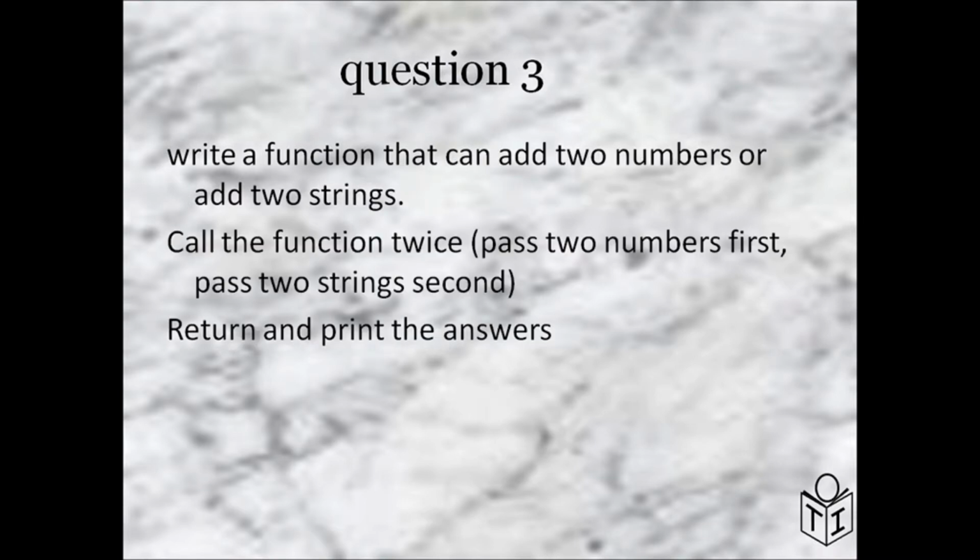Question 3, write a function that can add 2 numbers or add 2 strings. So the function can do either. To test this, call the function twice. The first time, pass it 2 numbers, and the second time, pass it 2 strings. Remember to return the answer and then print it to check your code works. That's question 3.